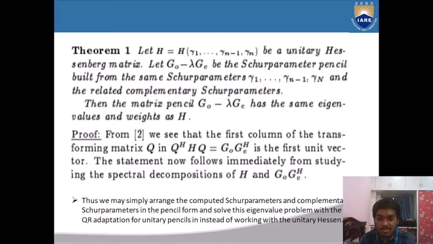G0 − λGe is the Schur parameter pencil. This theorem states that the Schur parameter pencil and the matrix have the same eigenvalues. From this equation, we see that the first column of the transforming matrix Q in Q^H H Q = G0 Ge^H is the first unit vector. The statement now follows immediately from studying the spectral decomposition of H and G0 Ge^H.